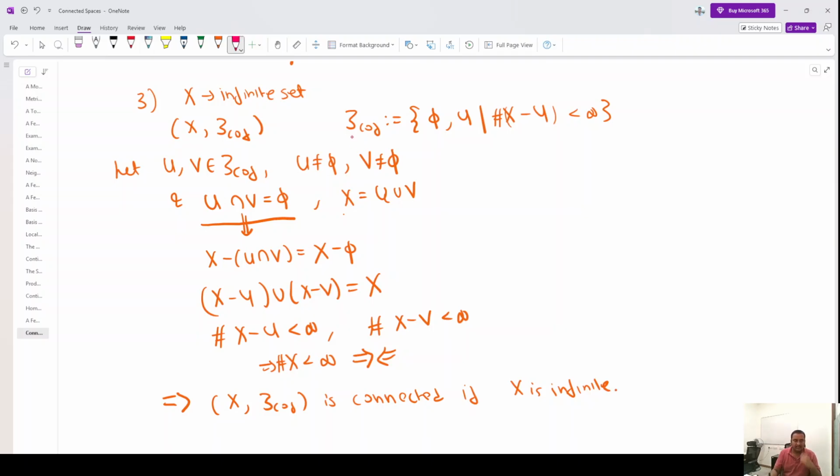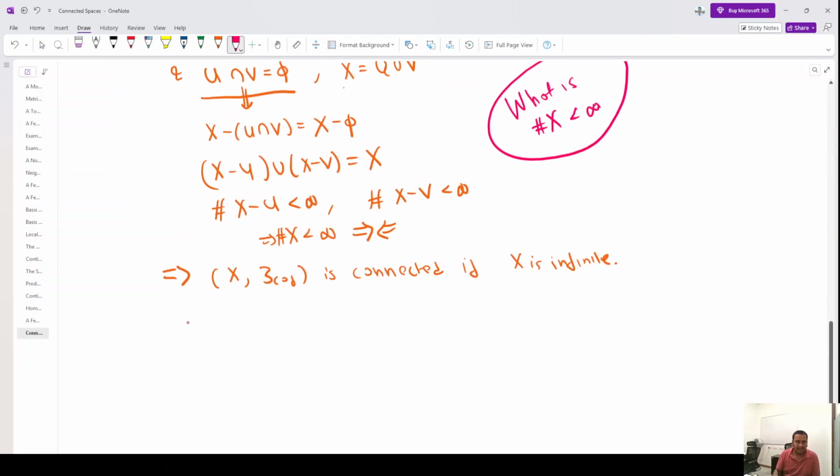So your homework is: what if the cardinality of X is finite? Okay. Another homework is: what about X with the co-countable topology? What about X along with the Fourth space, basically the Fourth space X? I have defined these topological spaces in the very beginning. So I request you guys to check whether these are connected or not. These are all homeworks.